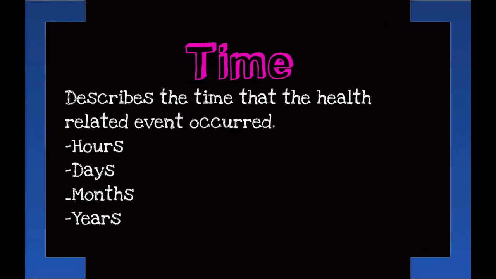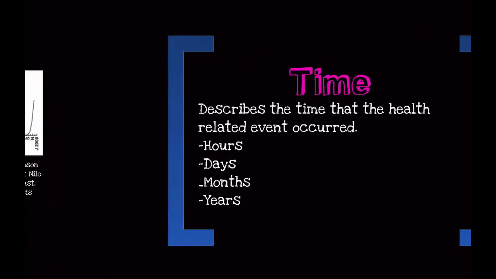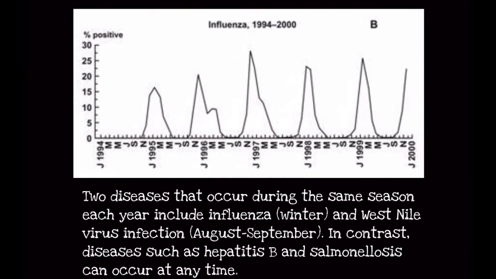Next is time. Time describes the time that the health-related event occurred. Depending on the health-related event, this could be in terms of hours, days, months, or years. For example, some diseases show a seasonal pattern. We know that influenza, or the flu, is most likely seen during the winter, as seen in this graph, where the peaks of positive test results occur in the winter months.